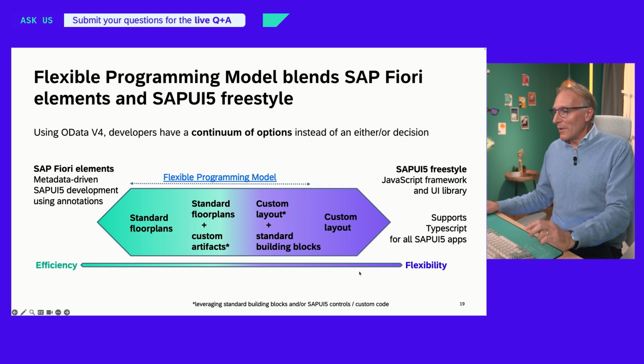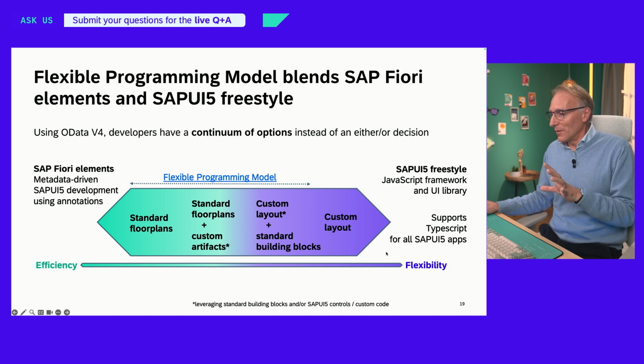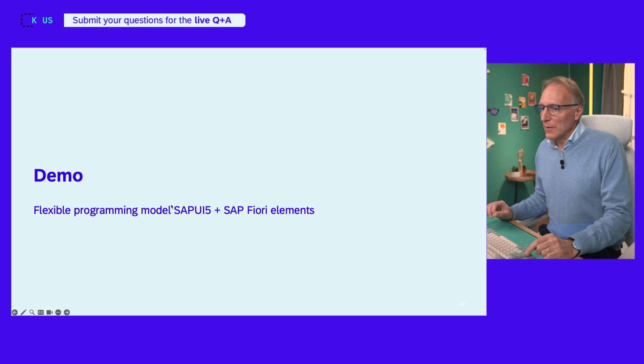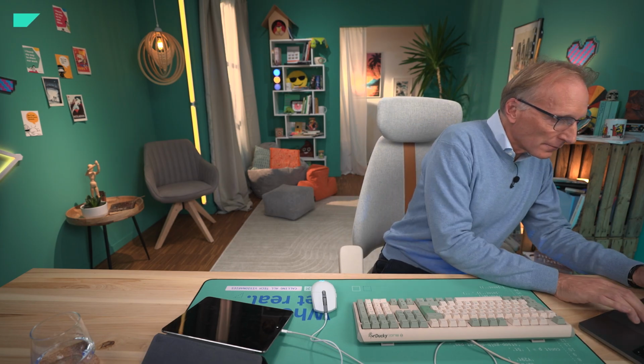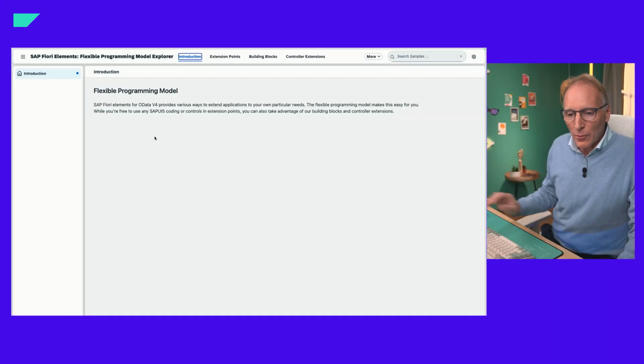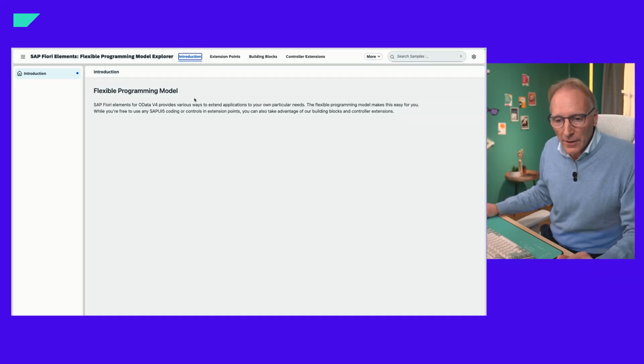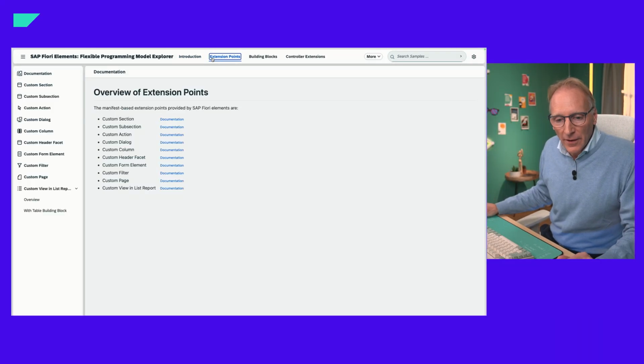And what I'd also like to mention is that UI5 supports TypeScript, which is also very good for quality. So let's just have a very brief look at what I mean with the flexible programming model. So I can go here to the Flexible Programming Model Explorer, and if you Google that name, you'll find it immediately. And what we see here is the introduction. If we have a look here, these are the various extension points that are offered.